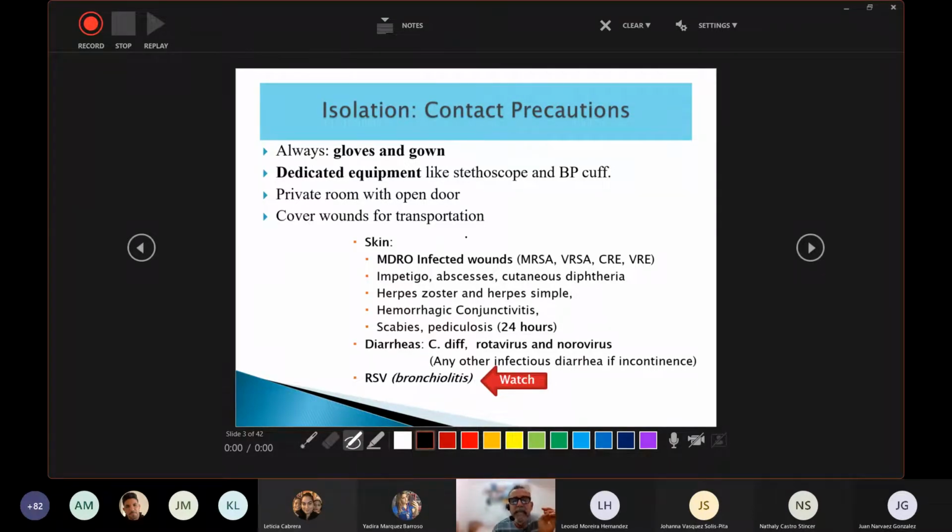And it's very important that the linen needs to be taken out of the room with a double bag. Okay, it means that if this is the room, this is the door of the room, and inside the room is the client. The client is in the bed.